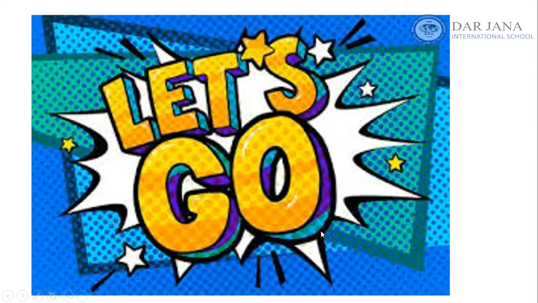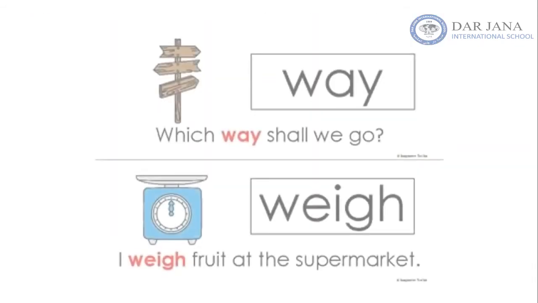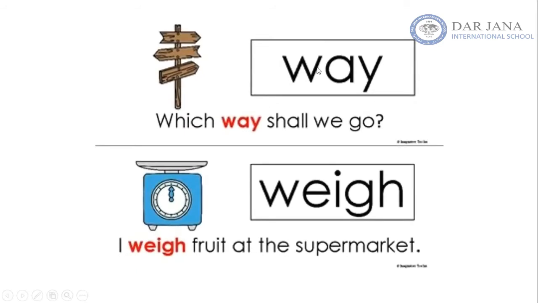So let's take, for example, these words. We have way and weigh. Both of them are pronounced the same. They have the same sound. Way, weigh. But the first one is spelled W-A-Y. The second is W-E-I-G-H. So what does the first mean? Which way shall I go? So way here means path or road or direction.